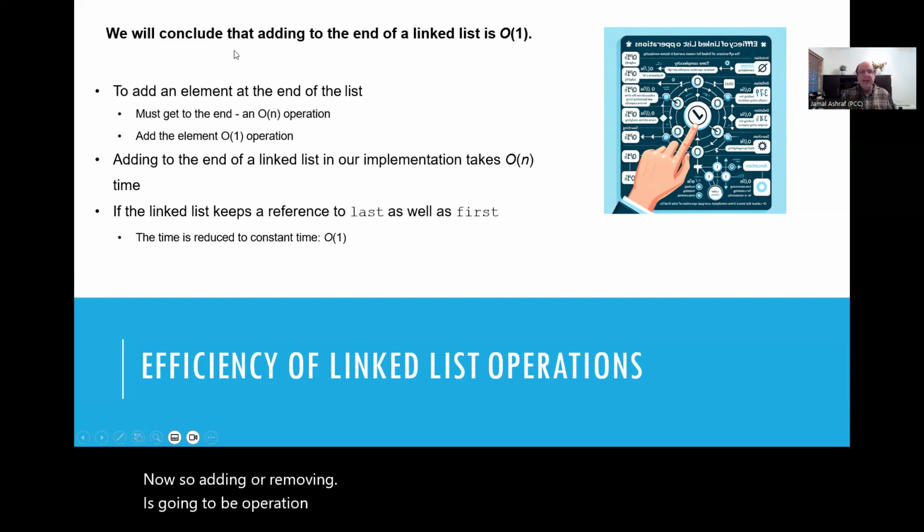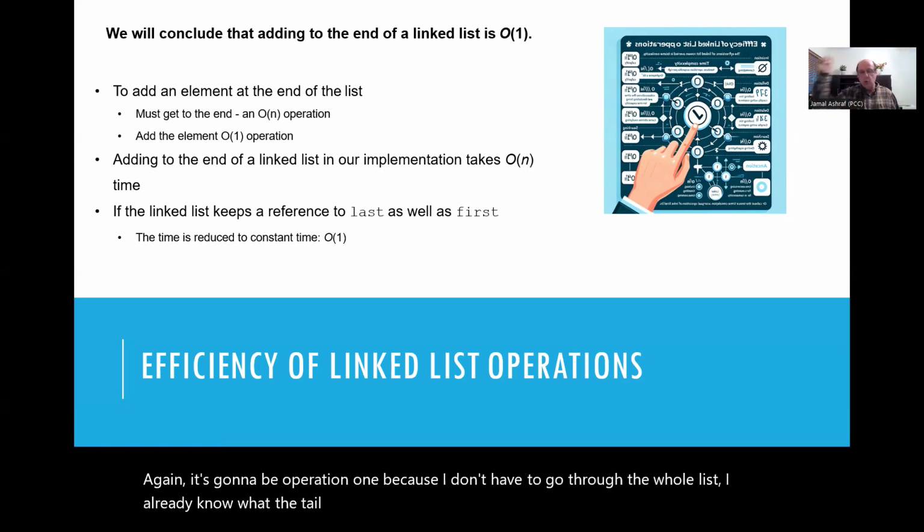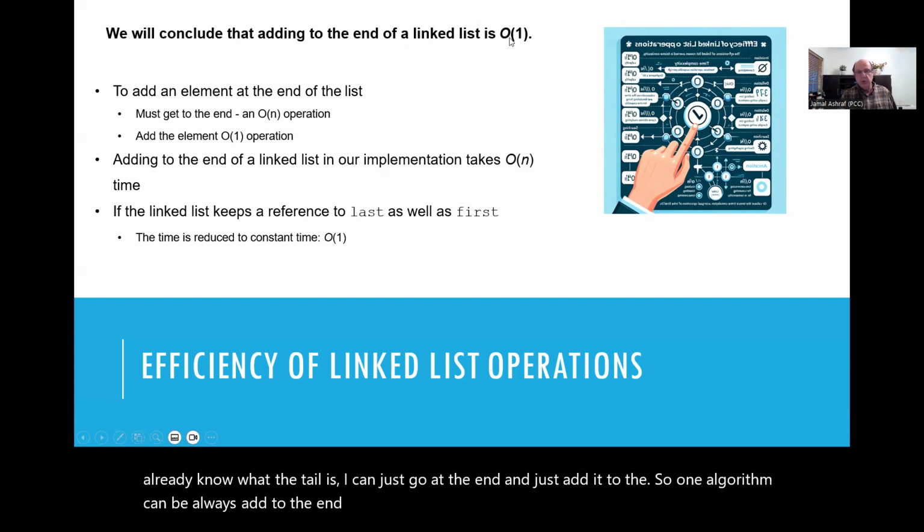Now, if I want to add to the end of the linked list, again, it's going to be operation one because I don't have to go through the whole list. I already know where the tail is. I can just go to the end and add it. So one algorithm can be to always add to the end of the list. That way you don't have to worry about it, and that's just going to be one operation.